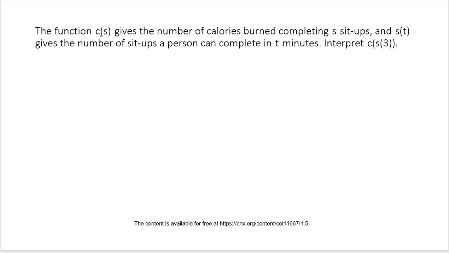The function c of s gives us the number of calories burned completing s setups. So c of s, calorie c, is a function of the number of setups, and s of t gives the number of setups you can complete in t minutes. So s of t, the number of setups, is a function of time.